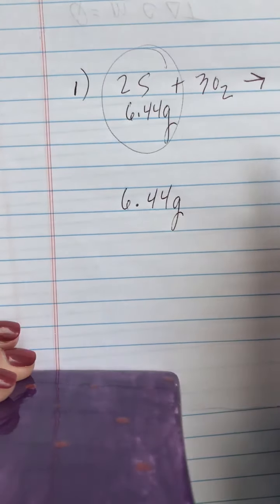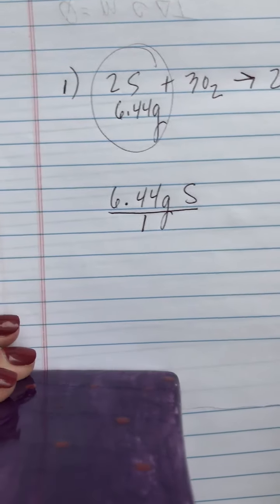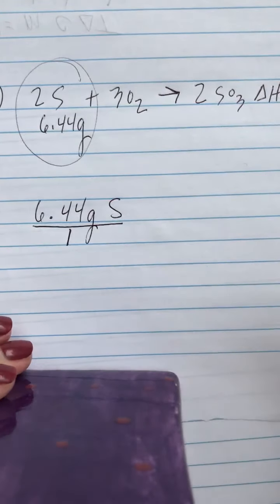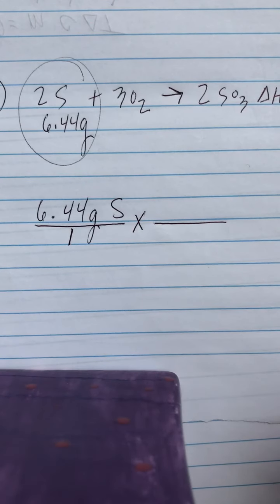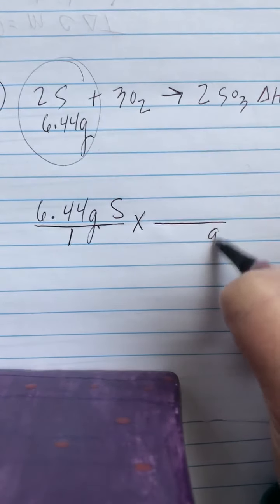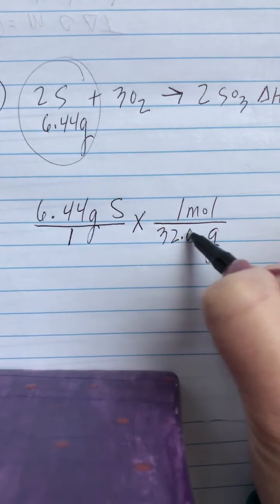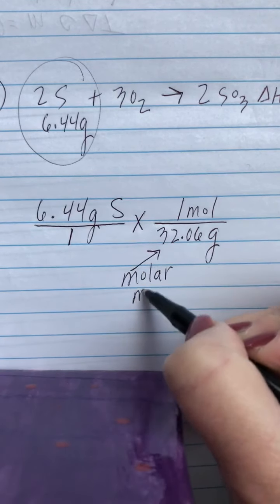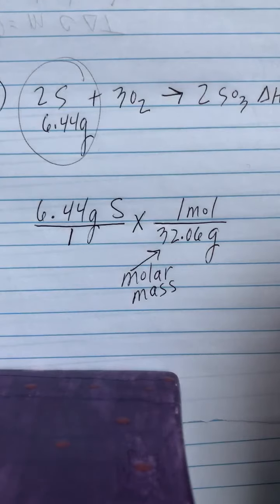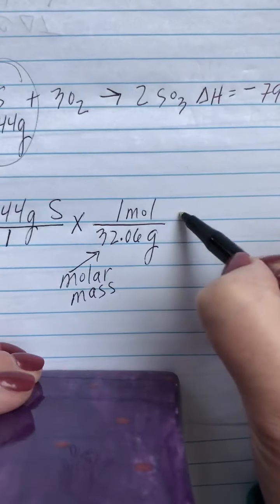I'm going to take the 6.44 grams of sulfur, write that down and put it over 1. This is exactly the same way we would start any stoichiometry problem. Multiplication symbol and then draw a line. And just like we would do for any stoichiometry problem we've done the entire semester, we need to convert grams of sulfur to moles by using the molar mass of the sulfur. When you hear me say molar mass, you should be thinking mass from the periodic table, the mass of sulfur from the periodic table.